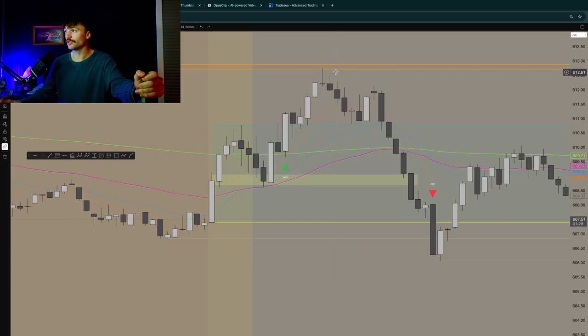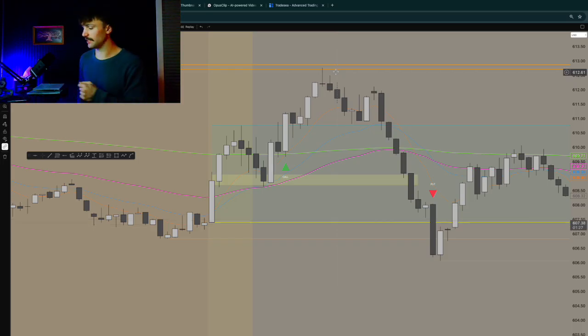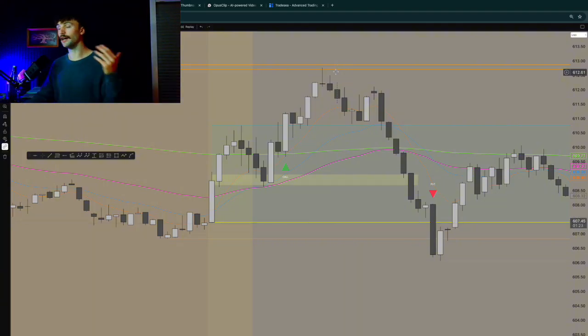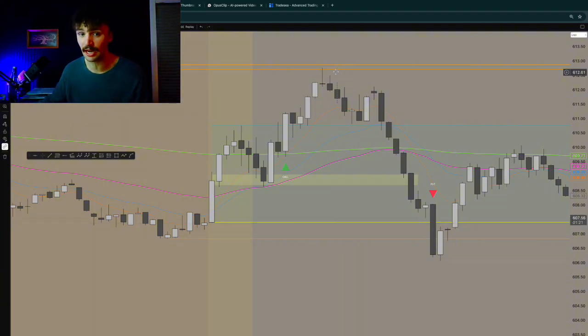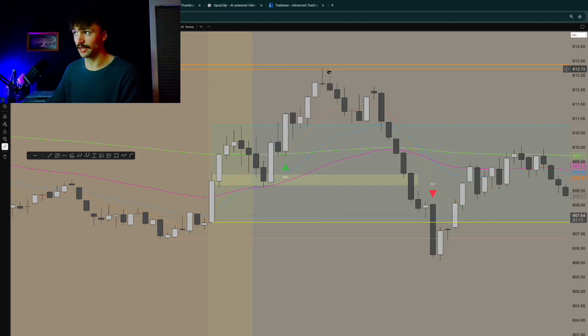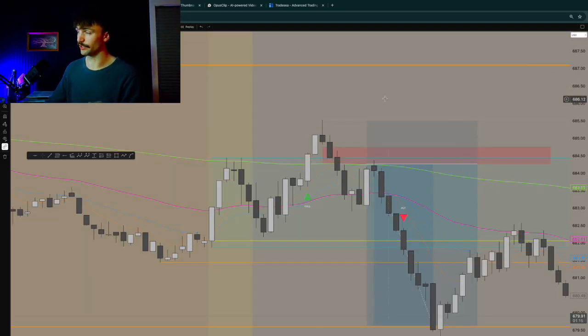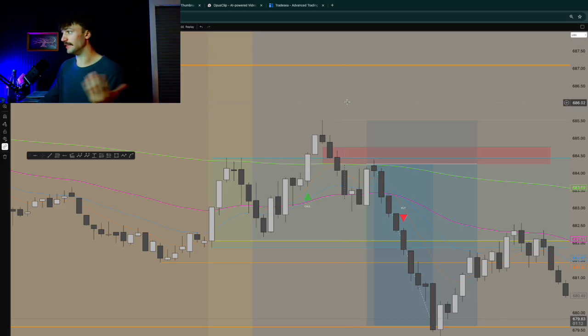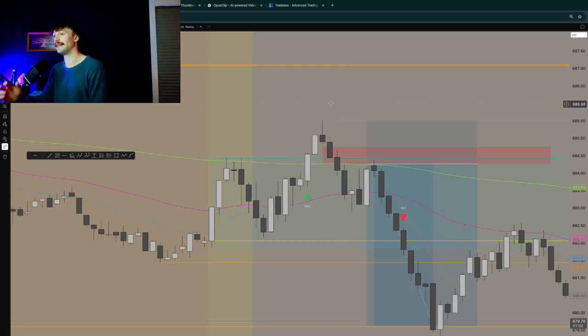So what is that? That is called an SMT, okay? We didn't talk about SMTs. I really don't think that SMTs are the most insane thing ever. It's super easy to understand. Essentially, this is when one asset sweeps a high or a low, and the other one doesn't. So we can see that NQ right here sweeps a high, and MES or ES does not. So that is an SMT. Now, when you see an SMT, you are going to switch to the asset that did not sweep. So MES didn't sweep. We're going to switch over here, right?